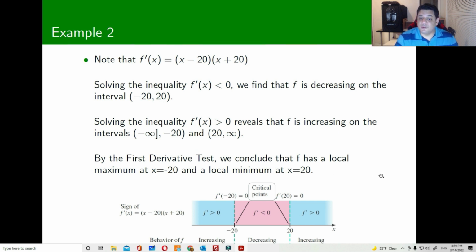So from the first derivative test, we can see this behavior: increases, decreases, increases. And so increasing and then decreasing means that minus 20 is a local maximum. And for the fact that it decreases and then increases, x equals 20 is going to be a local minimum.